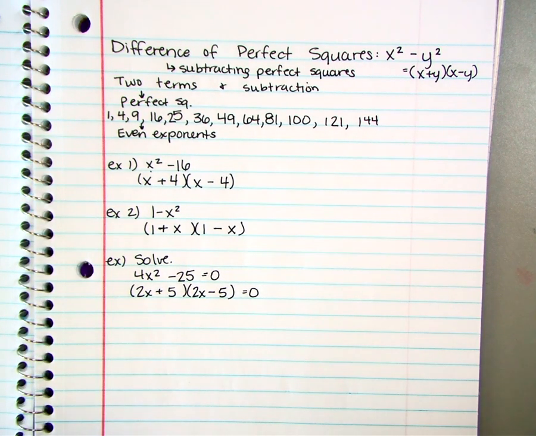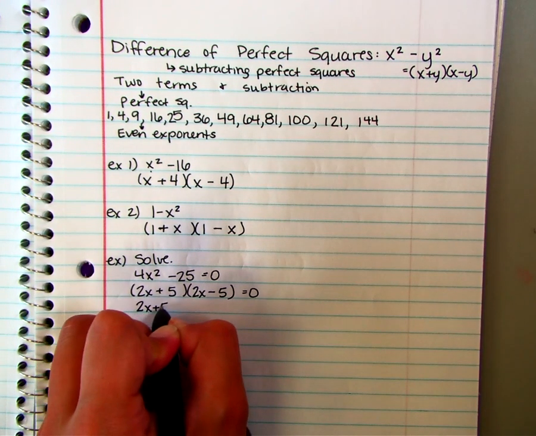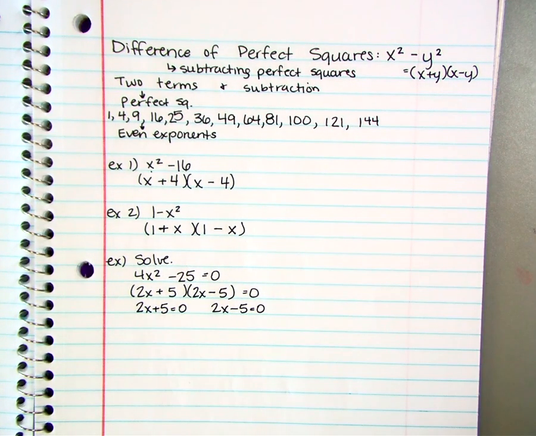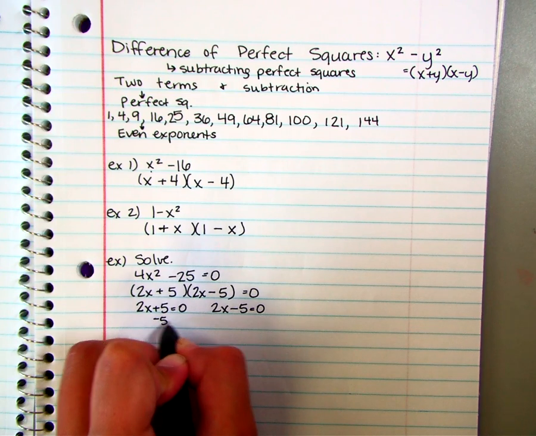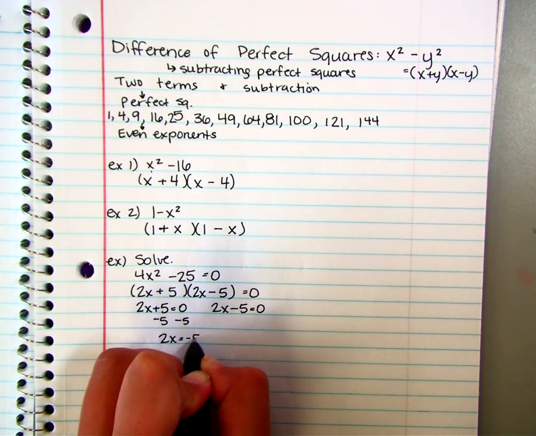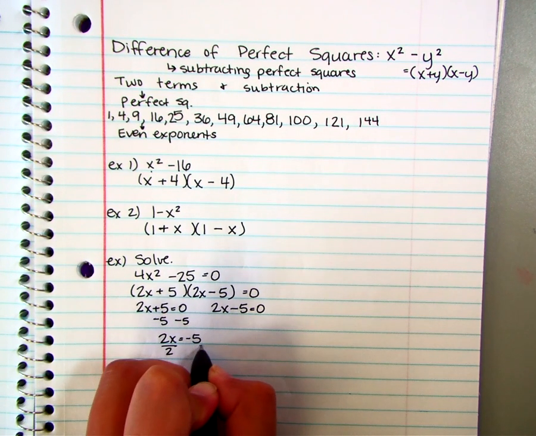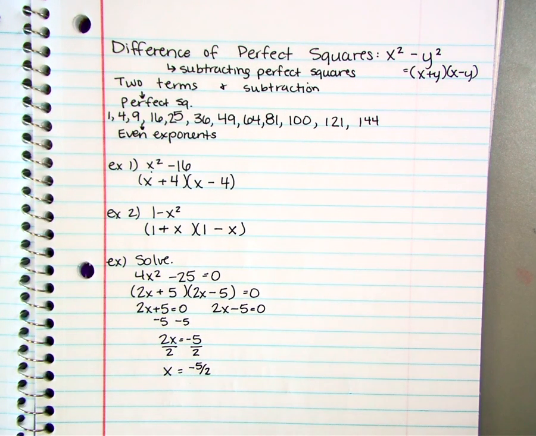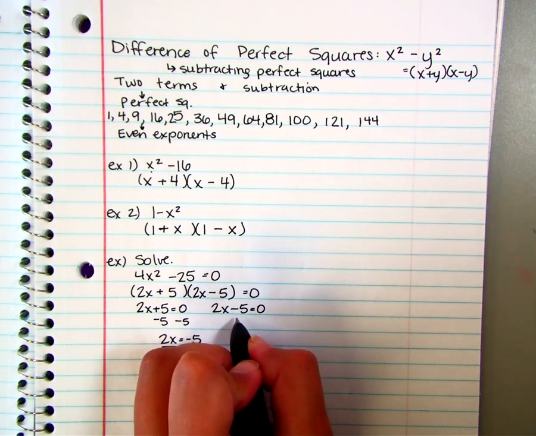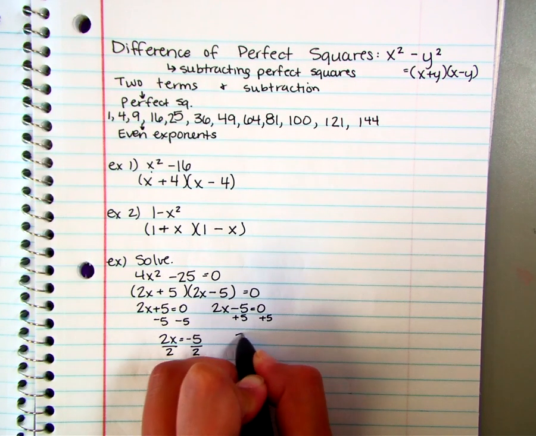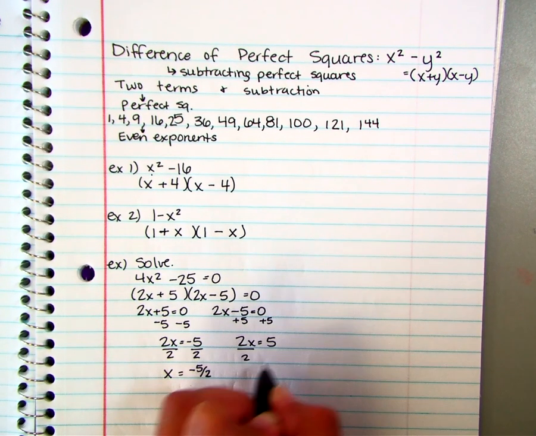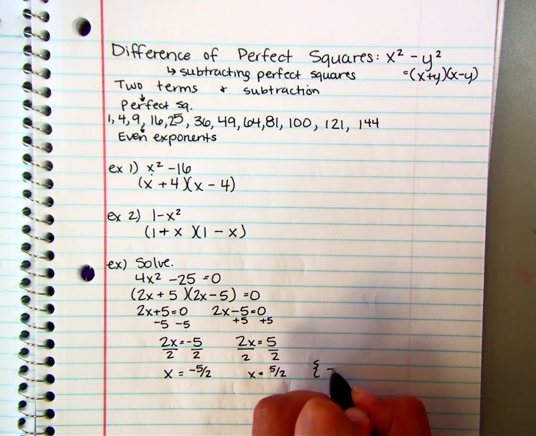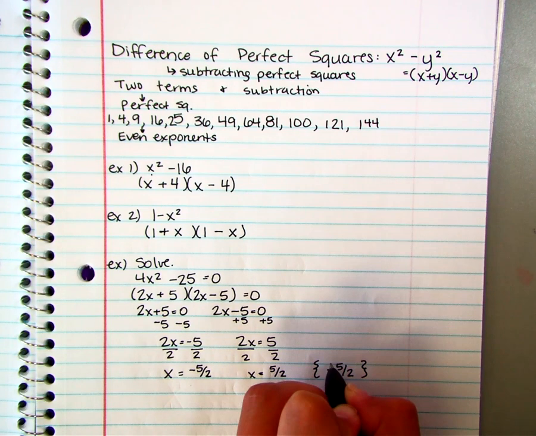So that's factored. When we solve, we're going to set both of those factors equal to 0. This is a two-step equation, but it's still pretty easy. We'll subtract 5 from both sides, and then to get x by itself, we'll divide both sides by 2. So my first x value is negative 5 halves, and we'll just leave it as a fraction. Then over here, we'll add 5 to both sides, divide both sides by 2, and x is a positive 5 halves. So my solutions are negative 5 halves, and just to save space, we'll do plus or minus.